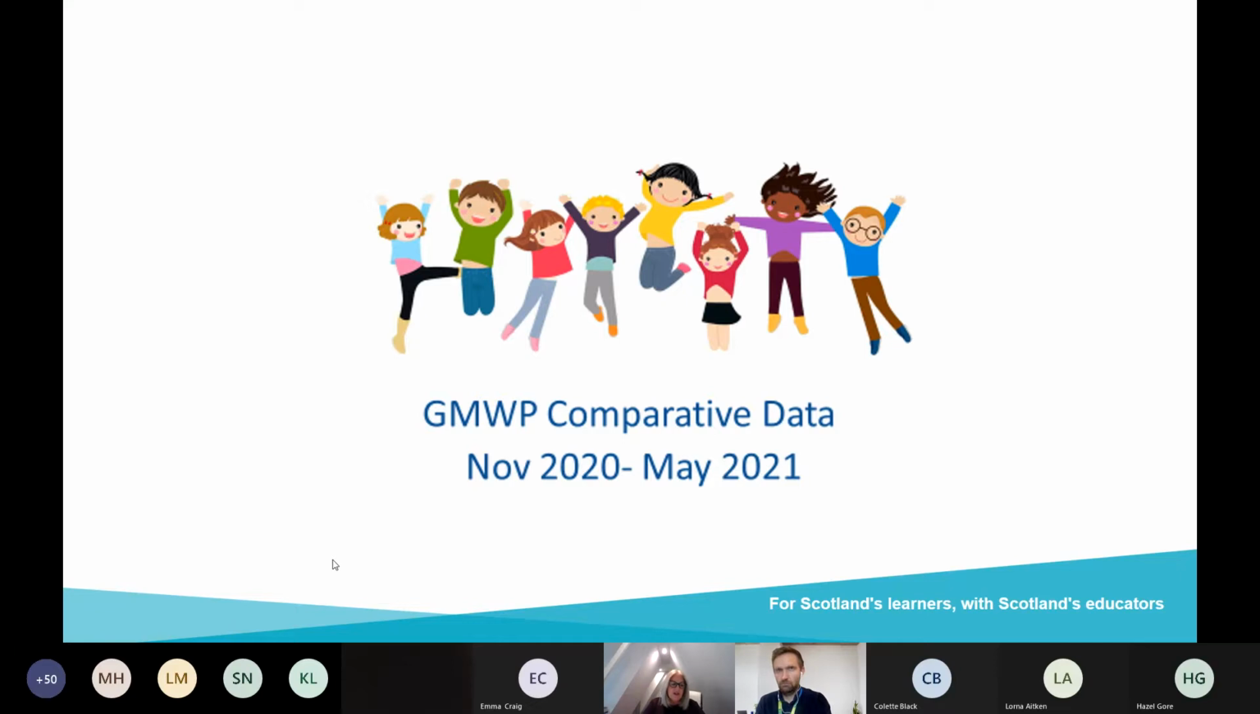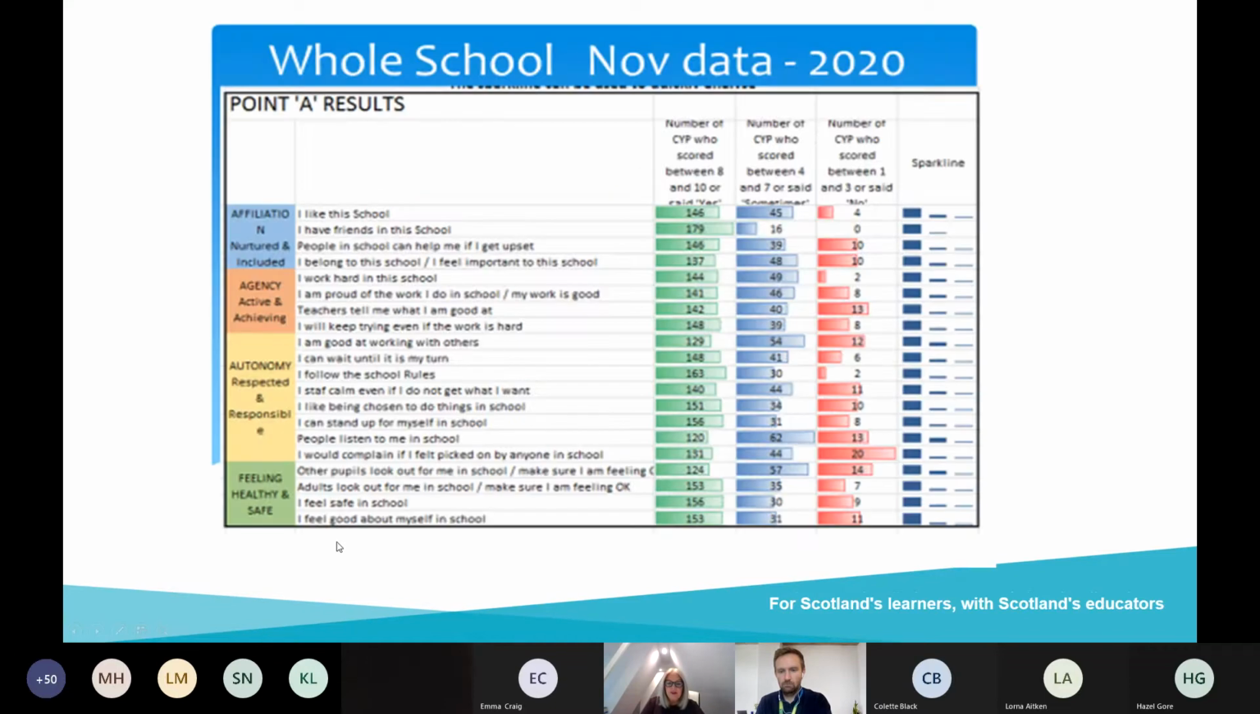So over the next few slides, I would like to just share with you an example of a whole school comparative data from 2020 to 2021. So moving on, please. Thank you. So this is our data that we gained from November data from 2020. As I mentioned previously, step 1 was about using the Glow form. The Glow form we used with the whole school, we collected that data in, we transferred it onto the analysis grid, and then this is our point A results.